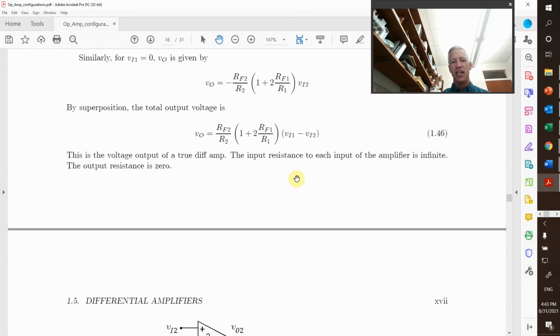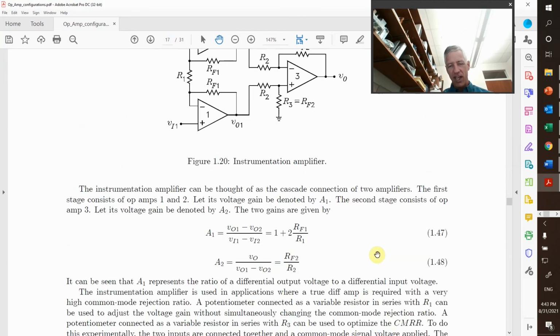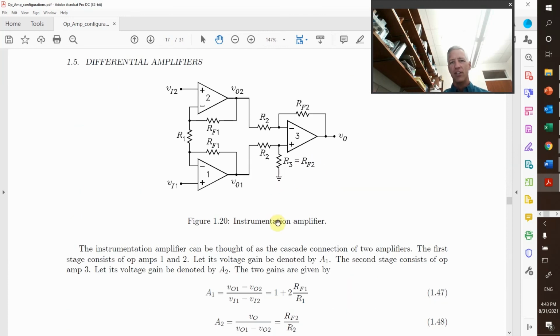The instrumentation amplifier looks right here. And so the instrumentation amplifier is also a differential amplifier, but the advantage of this one is you see both of these inputs are into these terminals. So this has a very high input impedance. So this is the configuration that's used to amplify sensors and sources differentially that have a high input impedance.